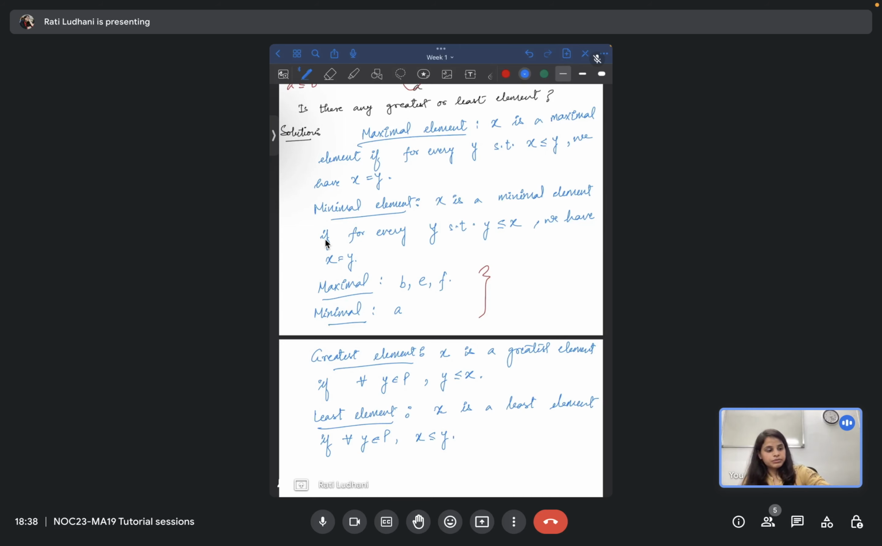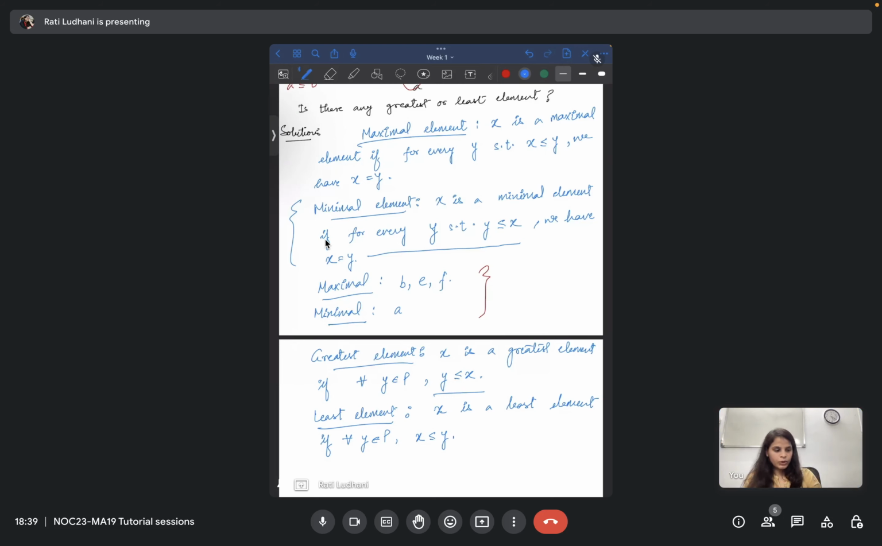There is a difference between these two. Here you first have to satisfy a relation, like if y is less than or equal to x, then x is equal to y. Here, for every y it should be true, like for every y should be less than or equal to x. So you understand the difference, right?